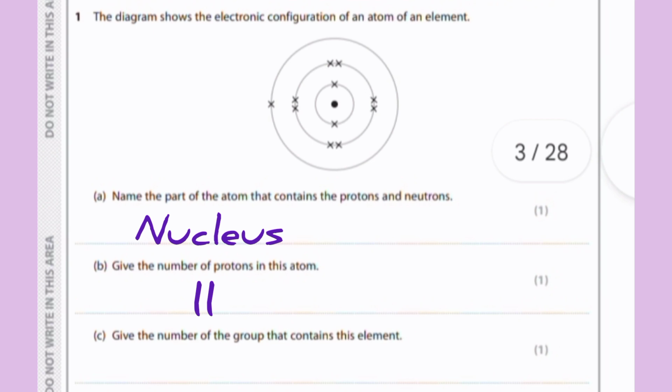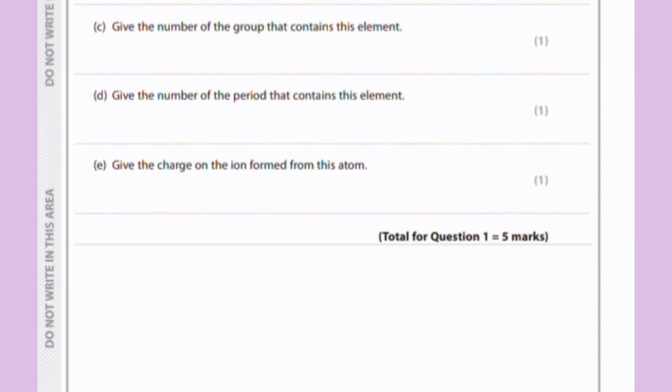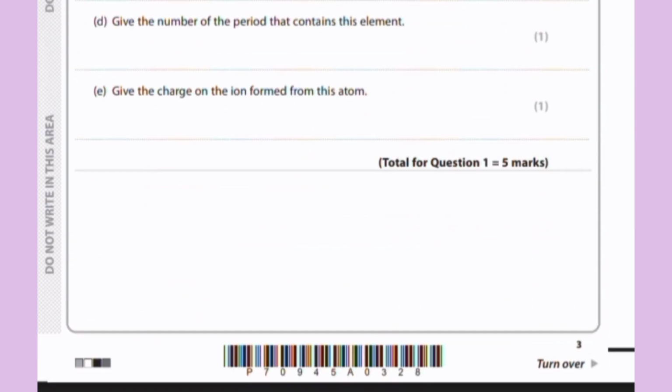C. Give the number of the group that contains this element. The group number is the same as the number of electrons in the outermost shell. Here there is one electron in the outermost shell of this atom. D. Give the number of the period that contains this element. The period number is the same as the number of electron shells. So here we have 3 electron shells, and so this element is in period 3.